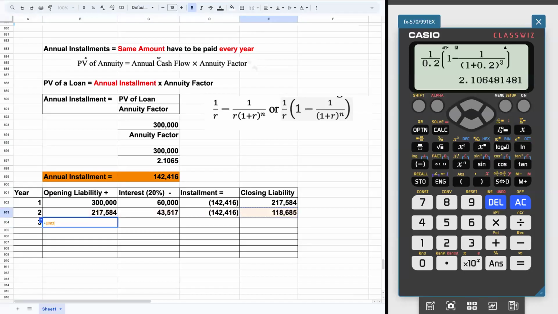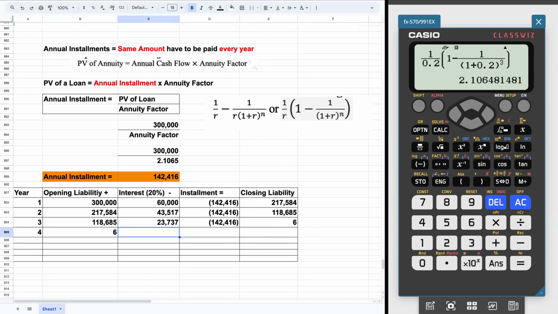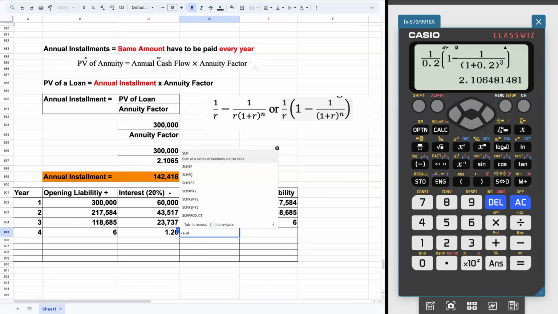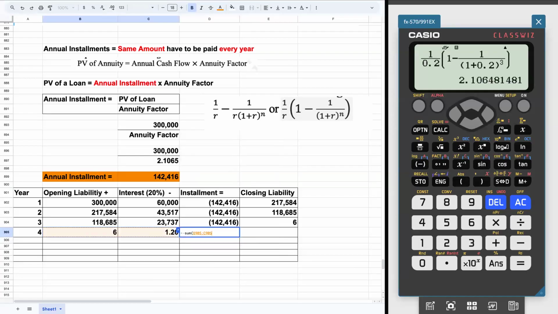And the third year, this is the opening. And this is going to be your interest of 20% for that. Then it is going to give you 6 rupees, right? Then in the fourth year, your liability is 6 rupees. For 6 rupees, you will end up with something like 1.20 of interest. And you don't need to pay 142,000. You have to only pay the balance, 7 rupees almost, right? So then you will end up with 0.